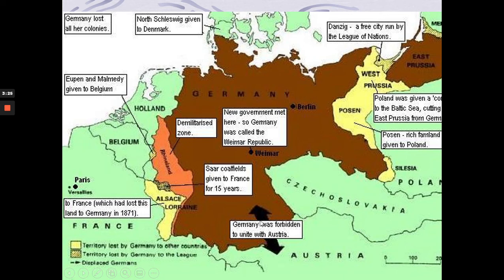And then Germany was forbidden to unite with Austria. Well, guess what? Hitler united with Austria. He just walked into Austria and took it over without any fighting. And then finally, he invaded Poland. This piece of yellow right here, that used to belong to Germany. So when Hitler invaded Poland, he thought he was just taking back what was rightfully Germany's. Hitler did not think that invading Poland was going to start World War II, but it did.